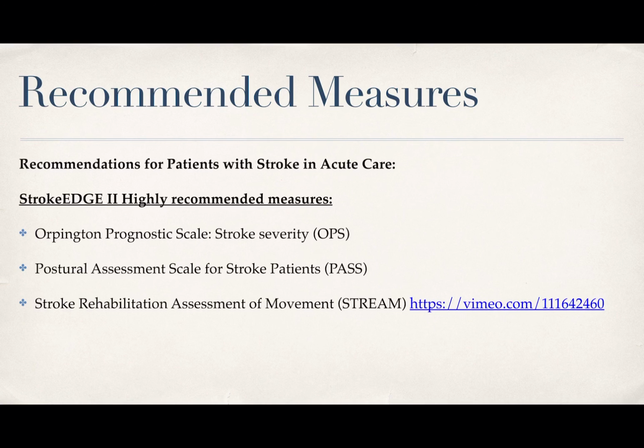Then we have the Postural Assessment Scale for Stroke Patients. It says for stroke patients, but I like patients with stroke, but I didn't make the scale. The scale comprises 12 items with increasing difficulty, which measure balance in lying, sitting, and then again in standing.